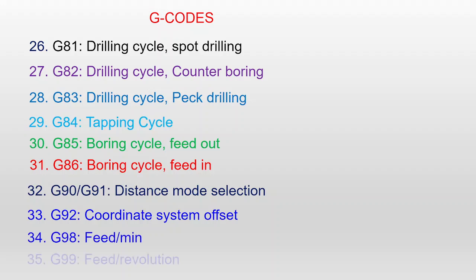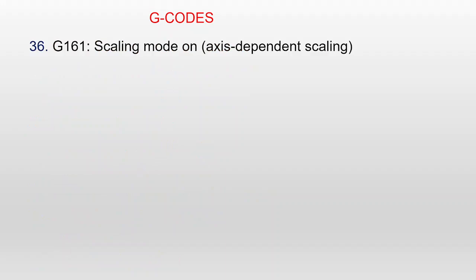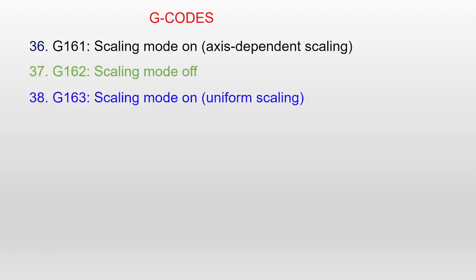G98, feed per minute. G99, feed per revolution. G161, scaling mode on, axis dependent scaling, and G162, scaling mode off. G163, scaling mode on, that is uniform scaling, not axis dependent.